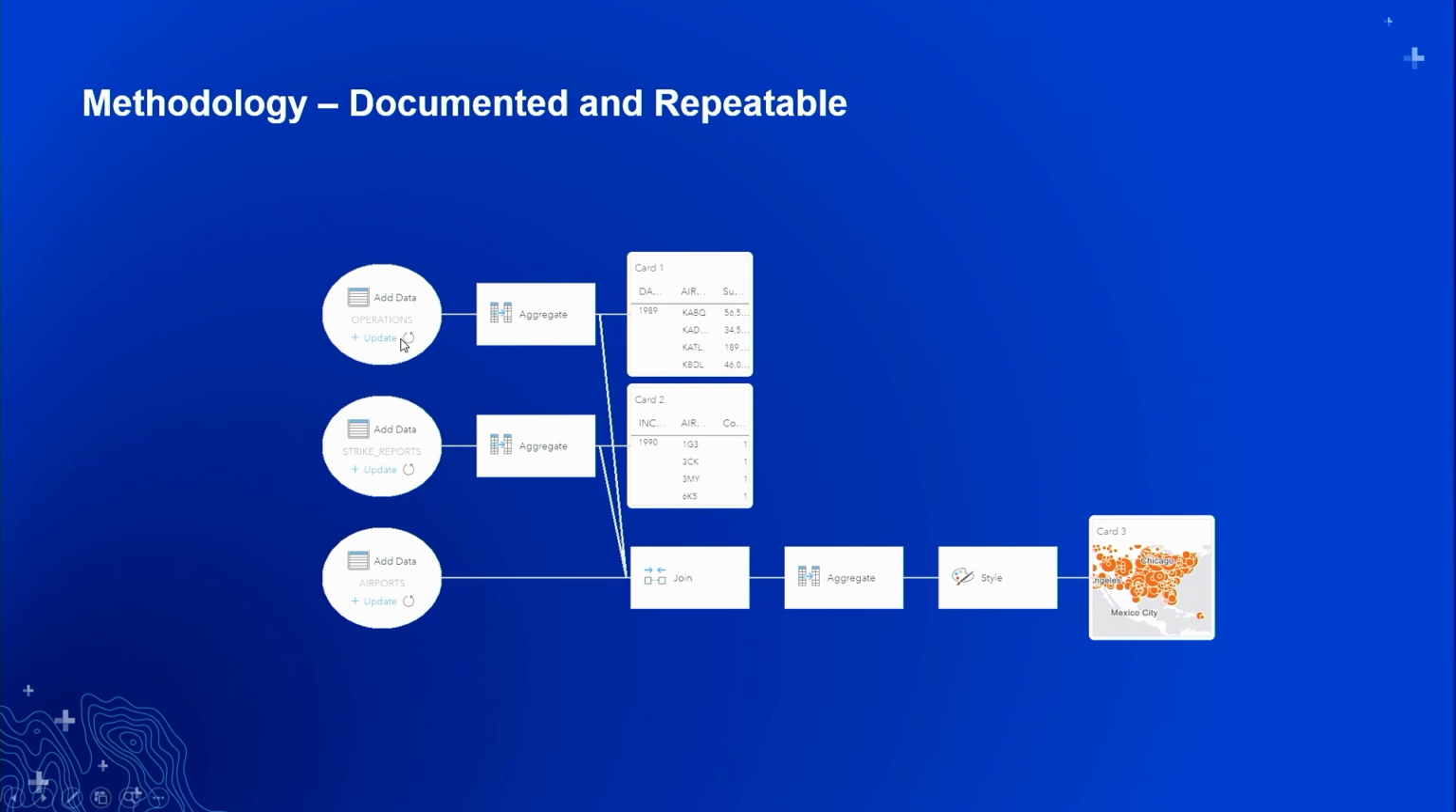So this little update button here, that's what allows you to rerun that piece of the tool chain or piece of the model. And when you add a potentially new data set, we even have a field mapping option where you can tell the model if your data's changed slightly.